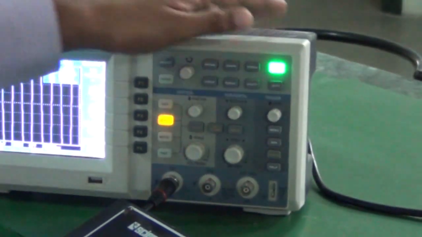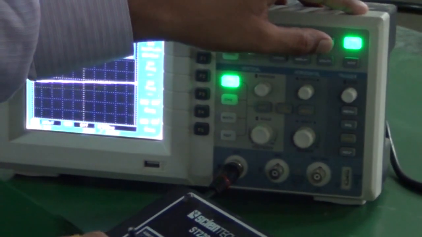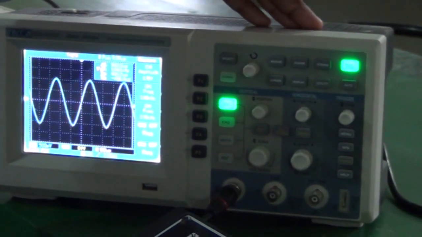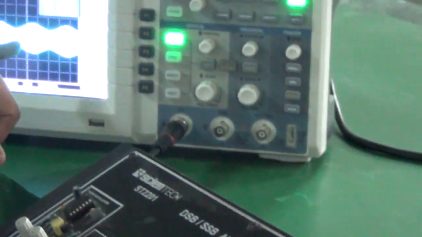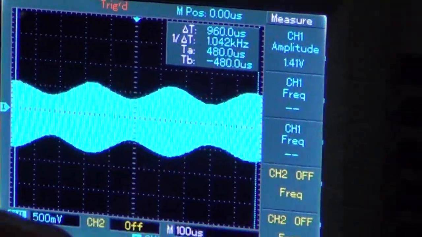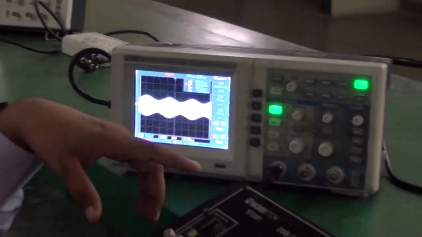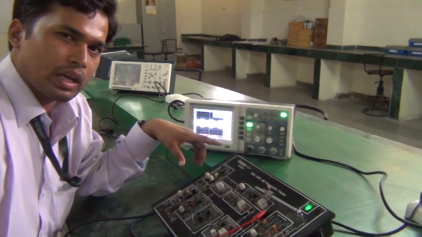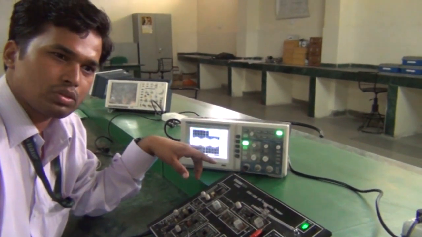Do an auto setting so that it can measure this value, like we are measuring over here. This is the audio signal, and this is the modulated wave. Now in this practical we need to measure the modulation index. Theoretically we calculate it as Am upon Ac, the amplitude of the message signal to the amplitude of the carrier signal.